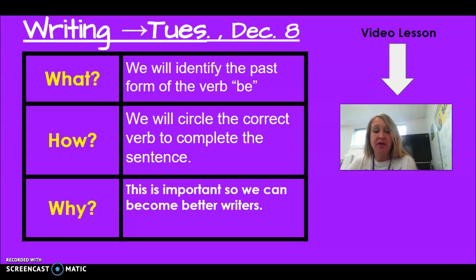Yesterday we talked about the verb be. Today we will identify the past tense form of the verb be. We are going to do this by circling the correct verb to complete each sentence. And this is important so that we can become better writers.